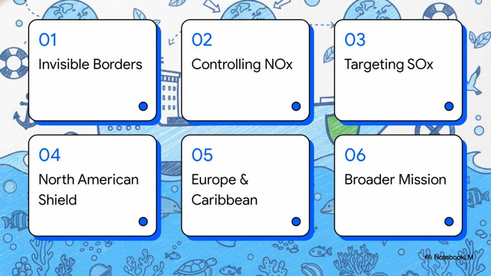Okay, so here's our game plan for how we're going to map out the ways the IMO shields the world's waters. We'll start with these invisible ocean borders, see how they control pollutants like NOx and SOx, map out the North American, European, and Caribbean shields, and finally, look at their broader environmental mission.